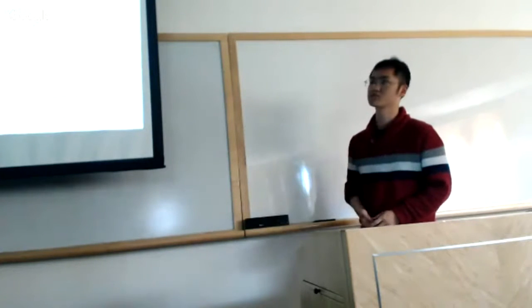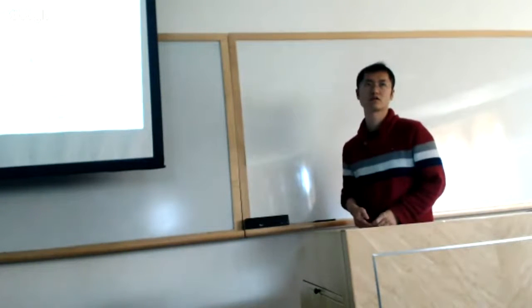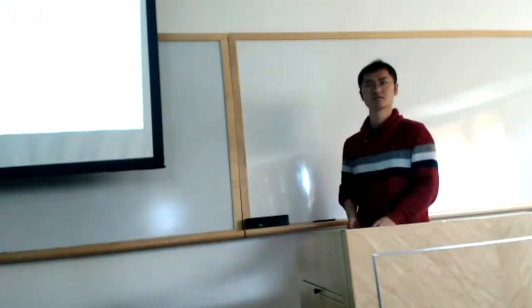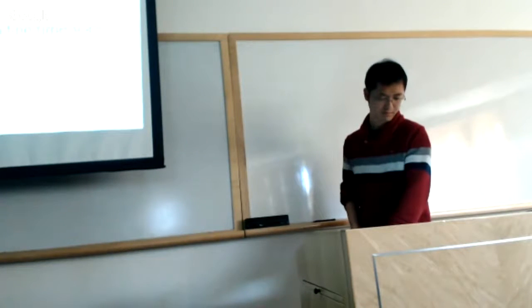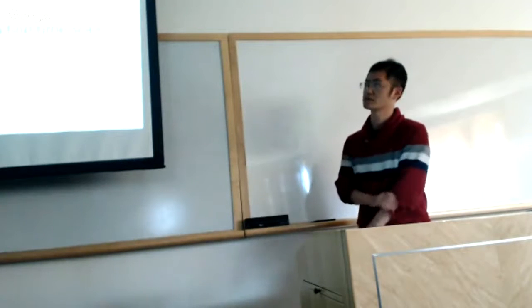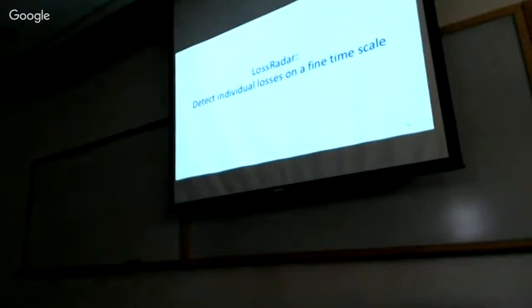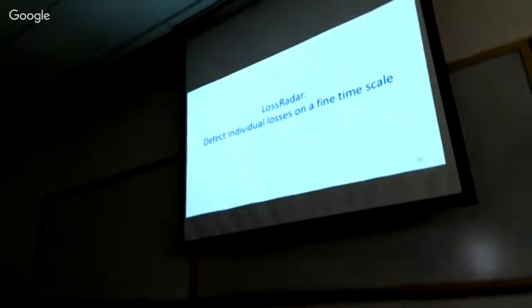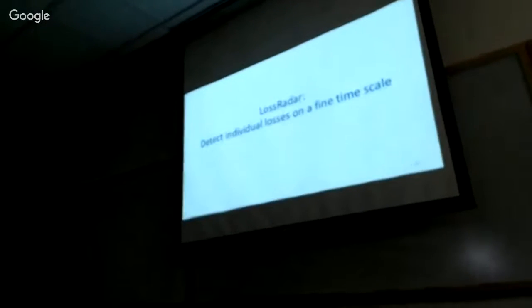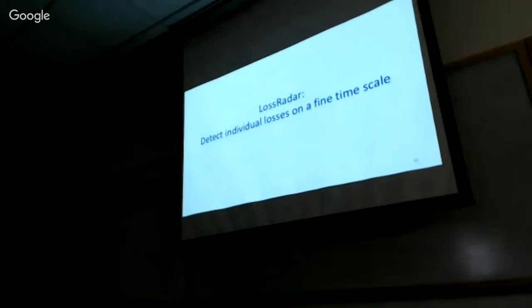So this is the first work I will present, and now the second work. FlowRadar, as we discussed just now, is a general tool that can solve many problems, including packet loss. But if we only want to focus on packet loss, which is a specific problem, we can do better. So now I will introduce our ongoing work, LossRadar, which can detect individual losses on a fine time scale.